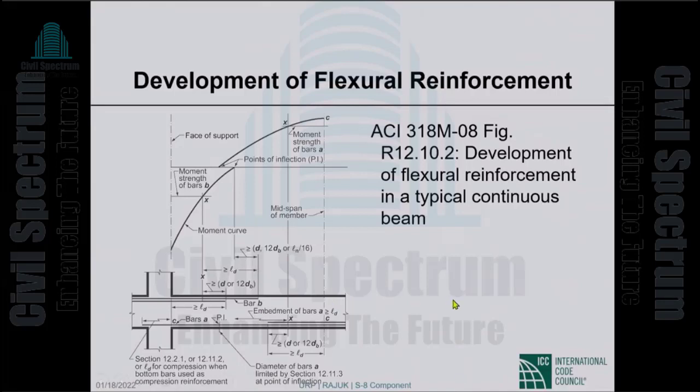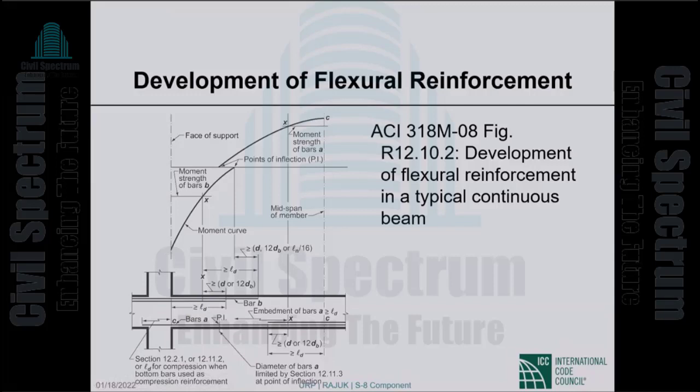Okay. This picture out of the ACI 318 commentary is a good one, and let me try not to point everything out, but let me talk about a few things. At the support section, there are those bars, the bars B and the additional bars. They don't have to be in two different layers. This is just telling you that we have these two.